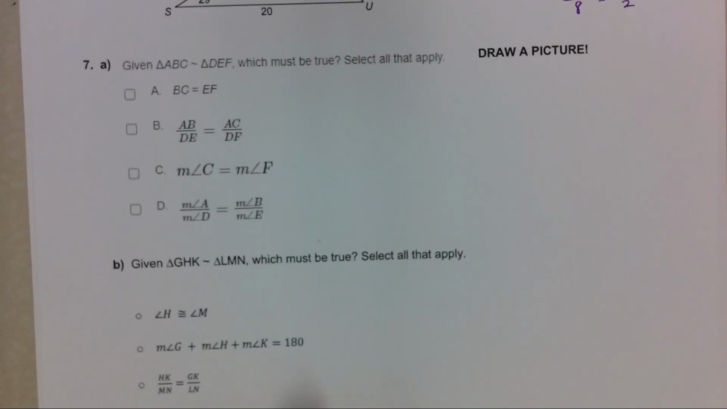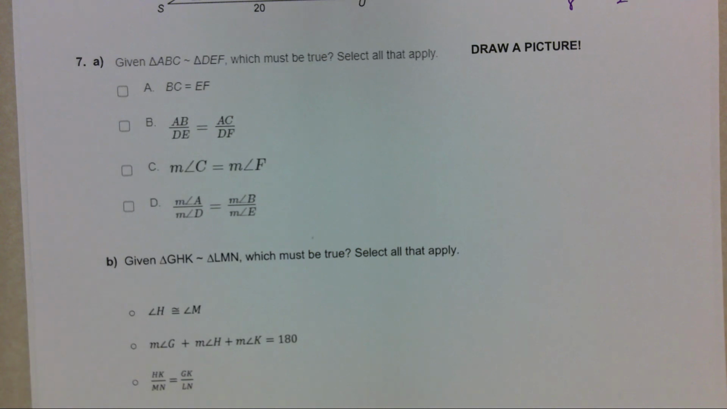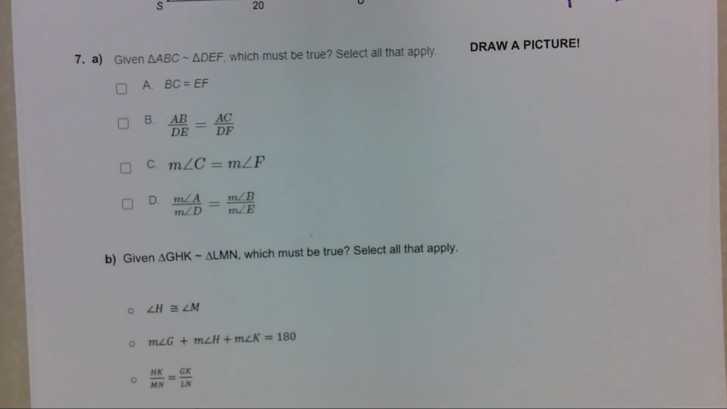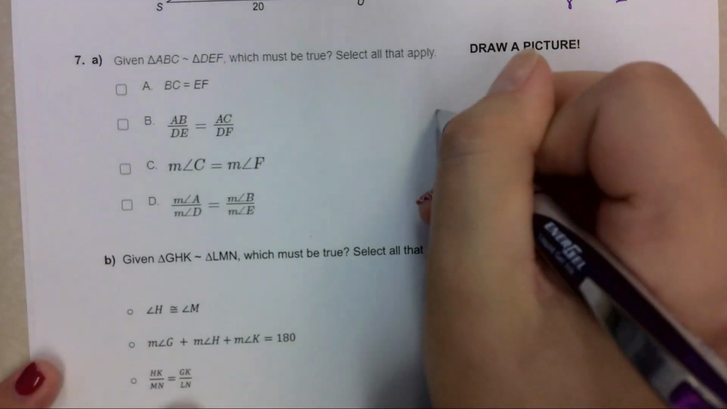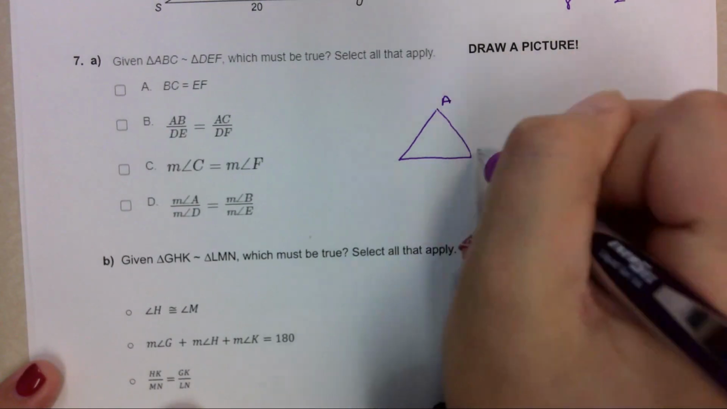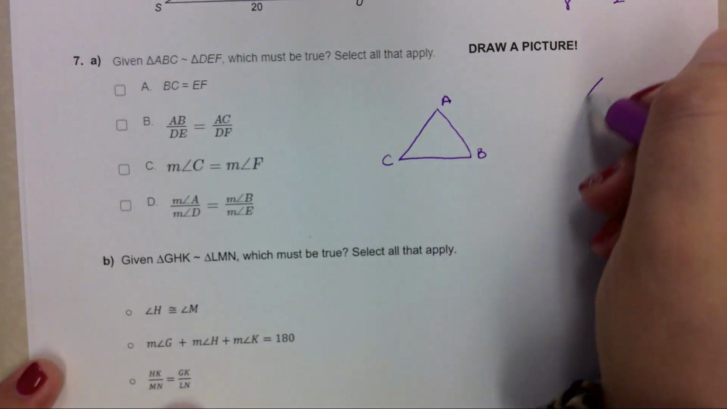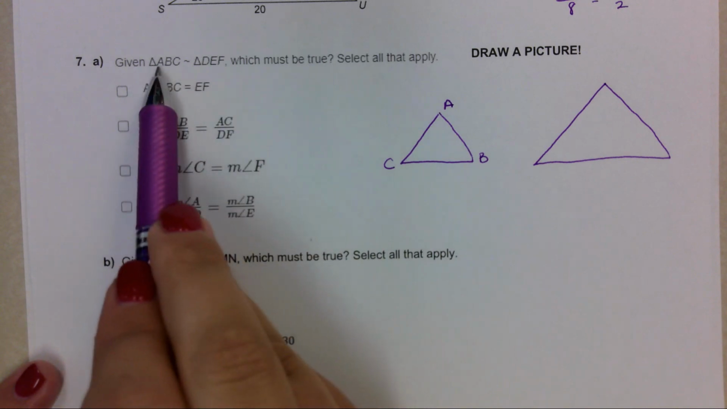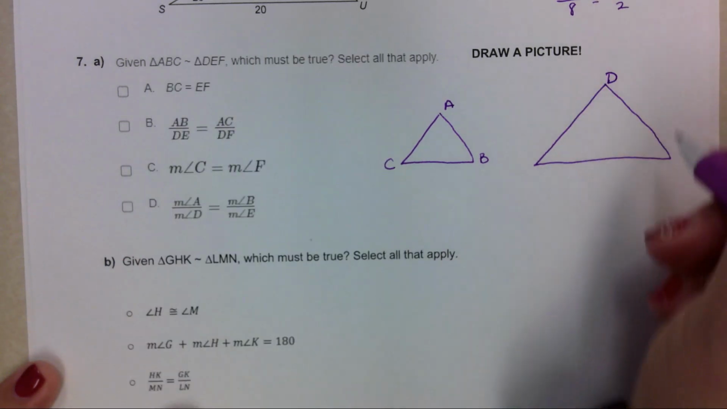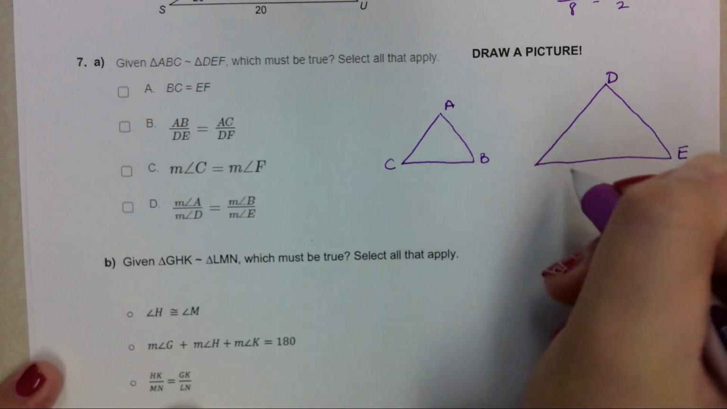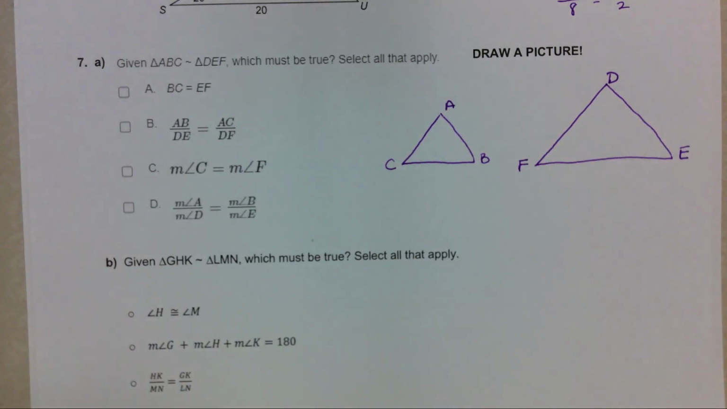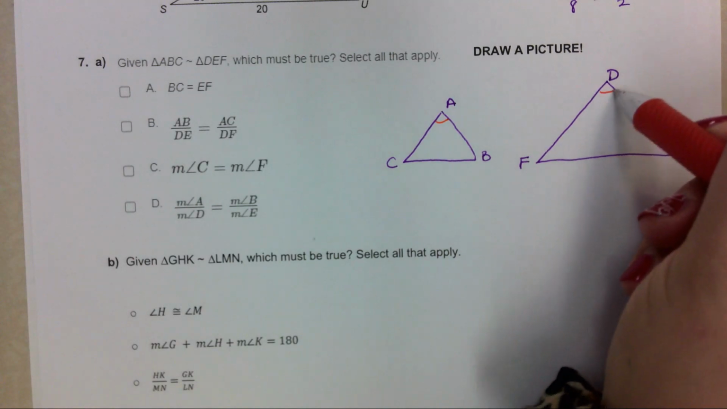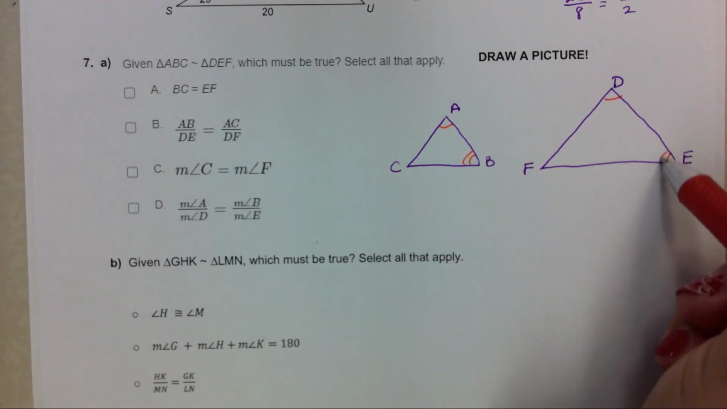All right, number 7. A says, given triangle ABC is similar to triangle DEF, which must be true? So before I start looking at my options, I'm going to draw a picture. So I'm going to draw a picture of a triangle, label it A, B, C, and another triangle, and I'm going to label this correspondingly. Since A corresponds to D, I'm going to start here and go this way, E, F. And I know for similar triangles, corresponding angles are congruent.